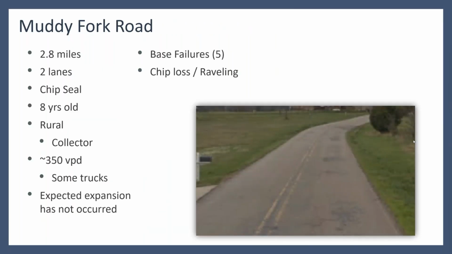Then we've got Muddy Fork Road. This is 2.8 miles. This is in a more rural setting. There's 2 lanes, chip sealed. The chip seal is 8 years old, so we've got some age on it for sure. It's in a rural area. It's a collector, about 350 vehicles per day. Some of those are trucks.